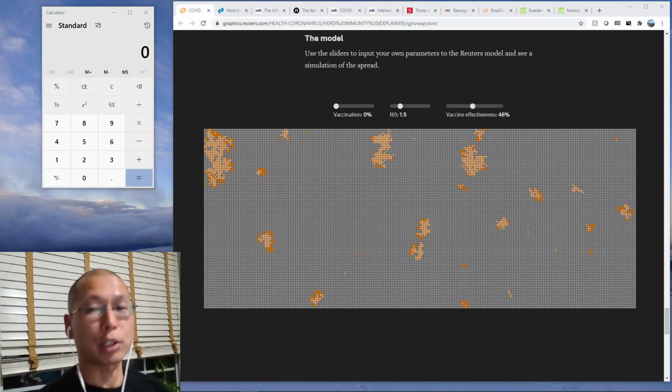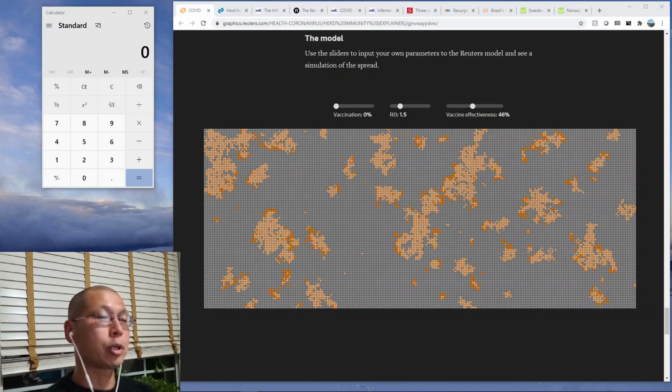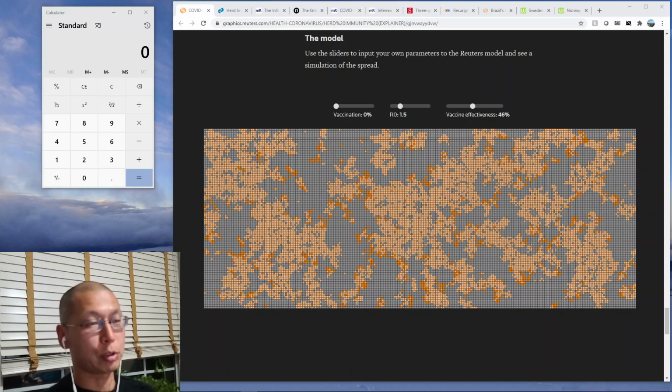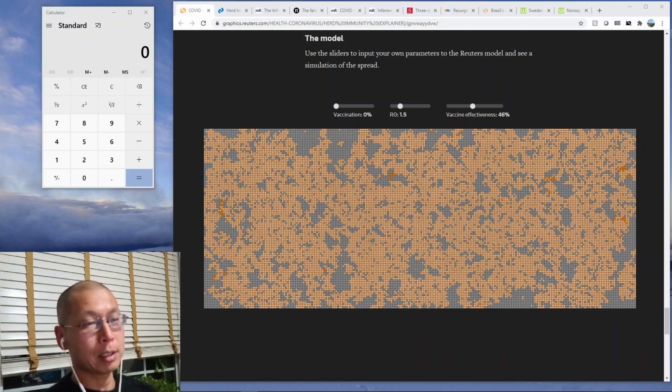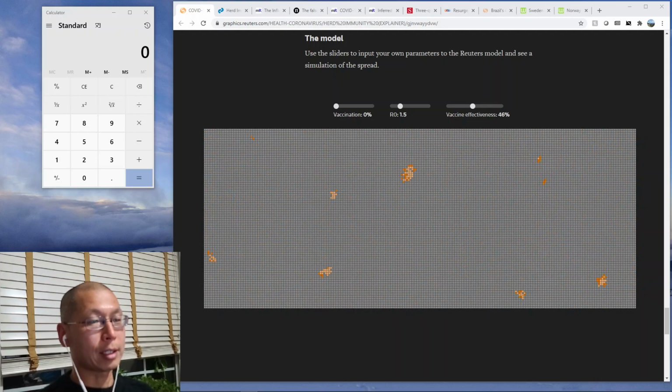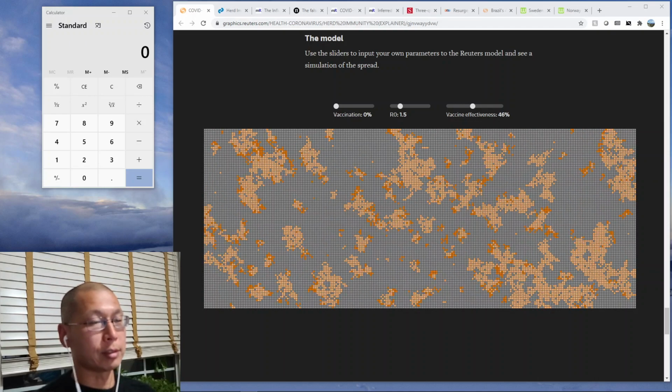Okay, let's talk about herd immunity. Herd immunity is a term that was coined several decades ago, mainly in the context of immunization. They wanted to see if we immunize a certain portion of the population, will that give protection to people that aren't even immunized?